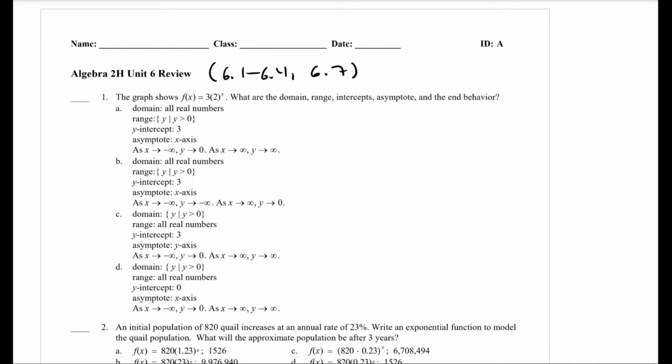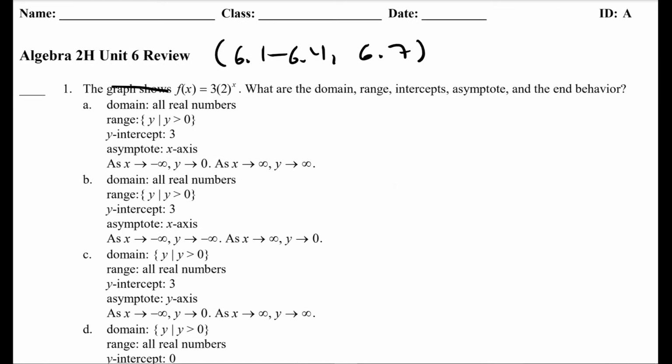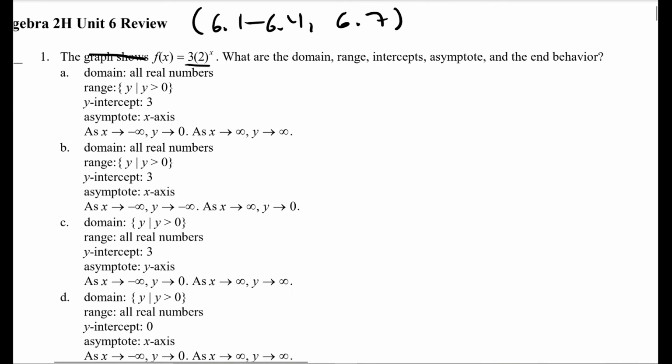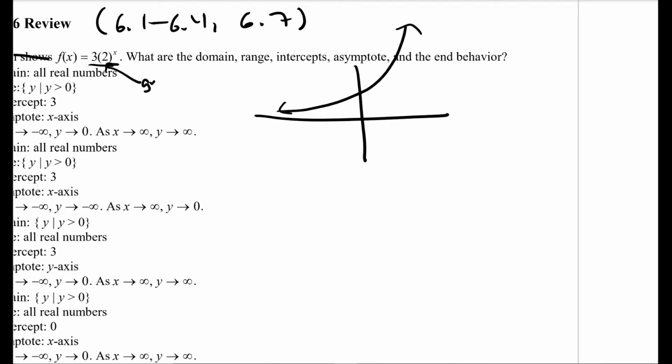So the first one is, well, there's not really a graph, but the function is f of x equals 3 times 2 to the x power. What are the domain, range, intercepts, asymptote, and the end behavior? So remember, if you wanted to graph 3 times 2 to the x, the parent function for that is just 2 to the x. If we were to just graph this, you have to know that the graph of an exponential looks like this. And we know that this is a growth.